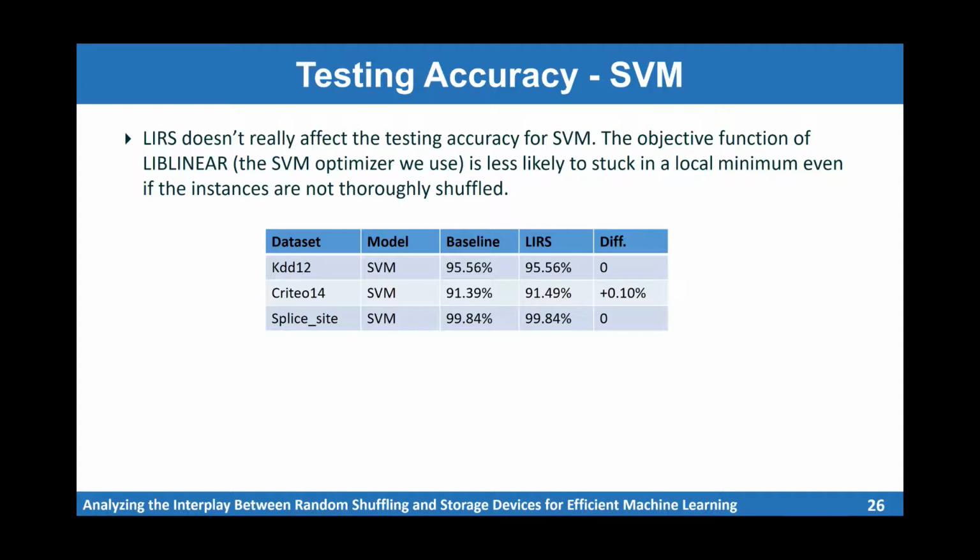In the aspect of testing accuracy, LIRS does not show advantage compared with BMF. That is because the objective function of linear is less likely to stuck in a local minimum, even if the instances are not thoroughly shuffled.